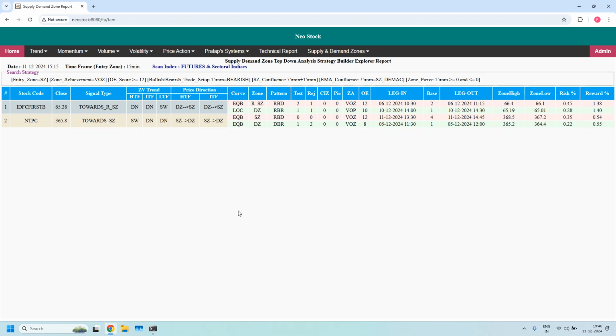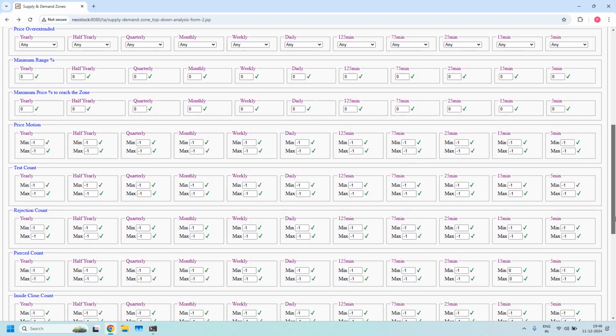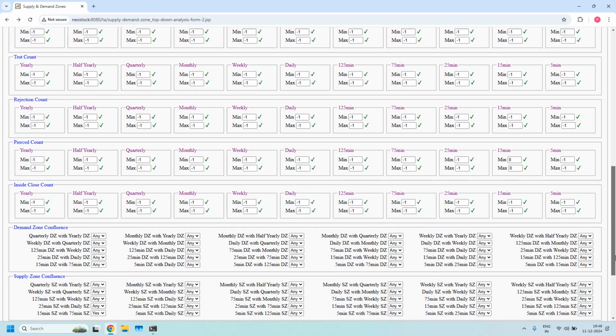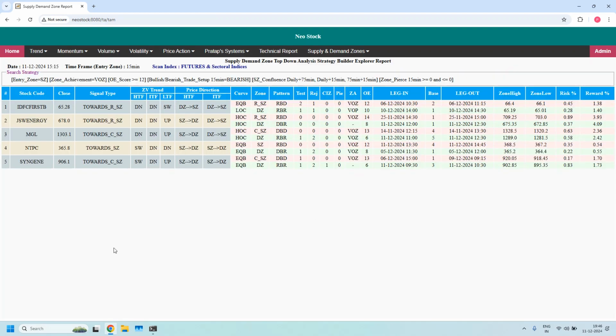Okay, this is based on LTF and ITF EMA Confluence. Next, let us look for LTF, ITF and HTF supply zone confluence. I am removing this EMA filter. Now in the supply zone confluence, 3 filters we have to set. First filter is already enabled, that is 15 minute supply zone with 75 minute supply zone confluence. Next filter is 15 minute supply zone with daily supply zone confluence, and 75 minute supply zone with daily supply zone confluence. With all the 3 filters, LTF, ITF and HTF supply zone confluence, we got 5 stocks.